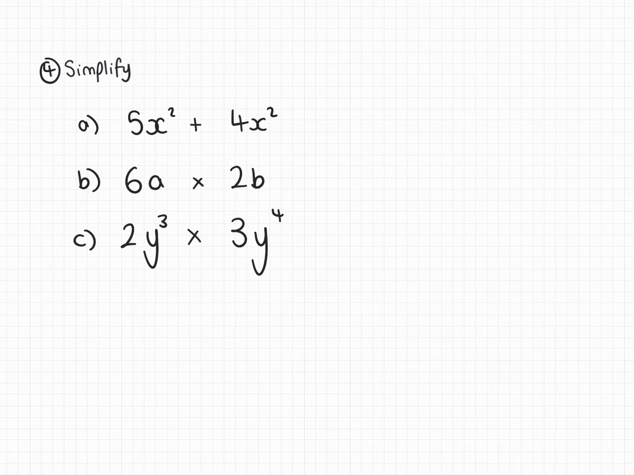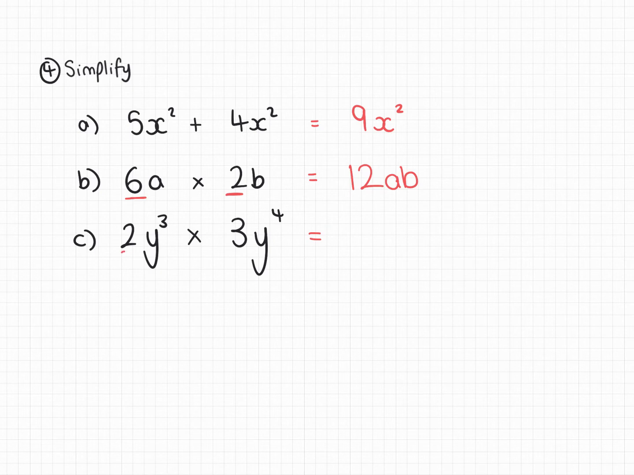Okay, question now on some simplifying and indices. So if I want to simplify these expressions, 5x squared plus 4x squared, we just add them together and get 9x squared. We're multiplying, so 6a times 2b, we're going to do the 6 times the 2 to get 12, and a times b is just ab.